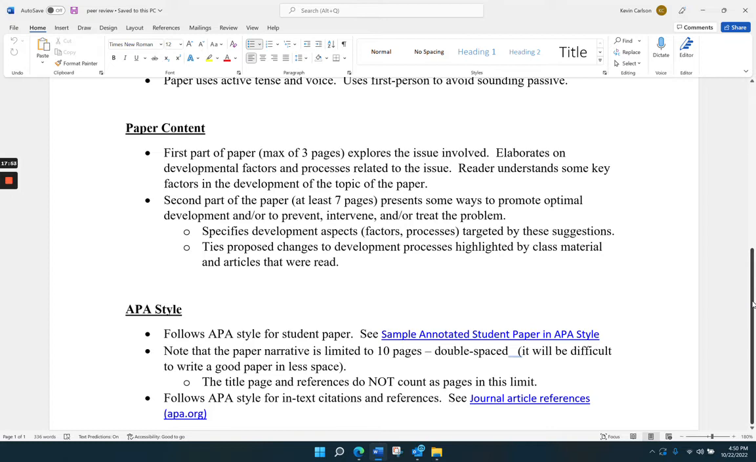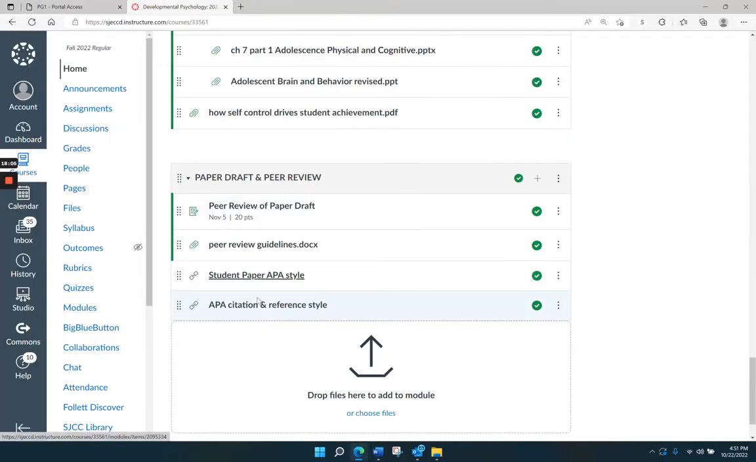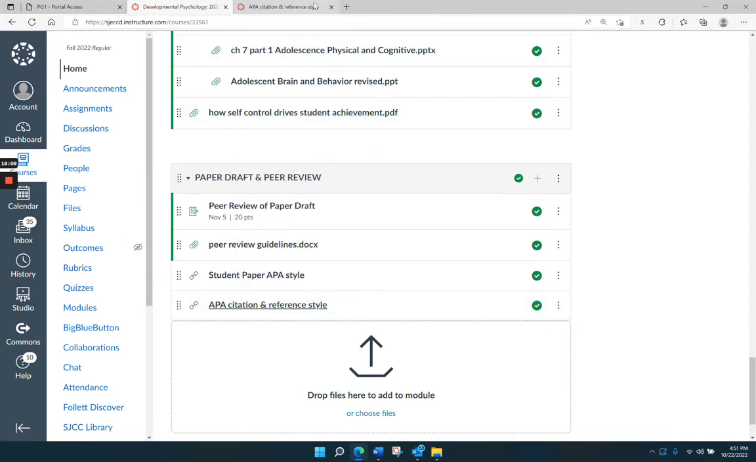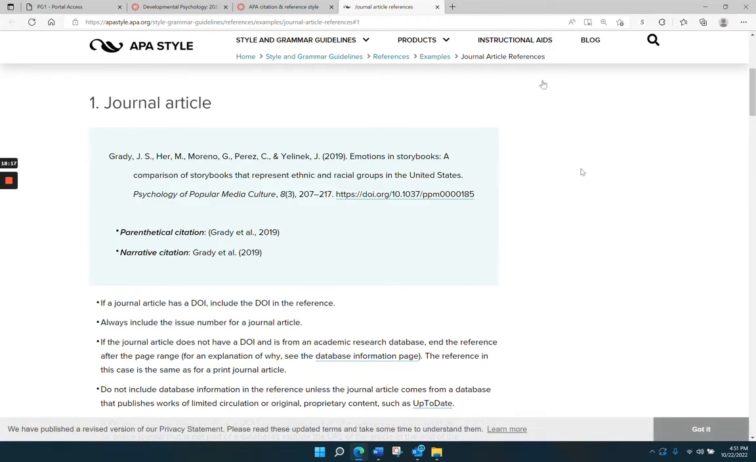And then the last thing here is just to make sure you follow APA style for in-text citations and references. So there's a link there. You can copy it. Otherwise, you can also click here in Canvas, APA citations and reference style. This is something that was given to you previously for the bibliography. Again, if it doesn't show, you can always click here. It will take you to the page. It takes you directly to what you need, this example right here.